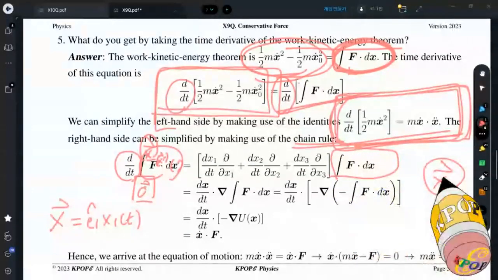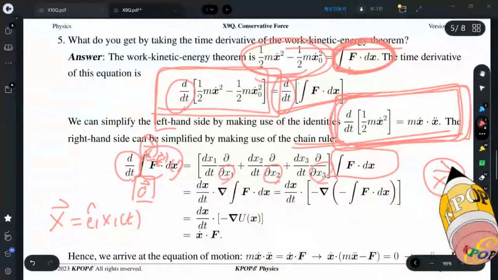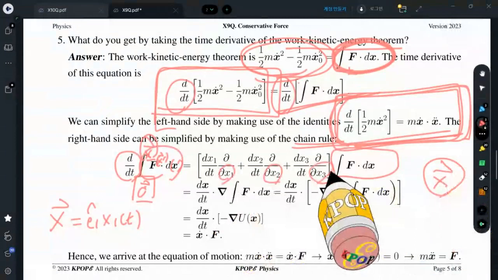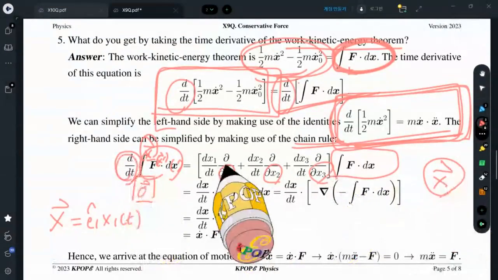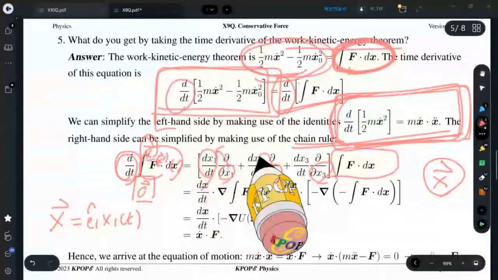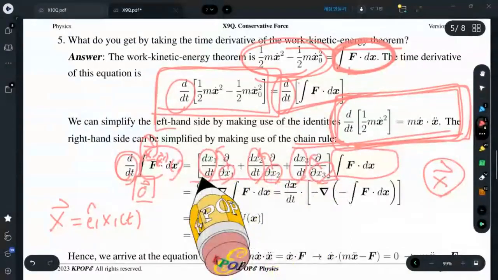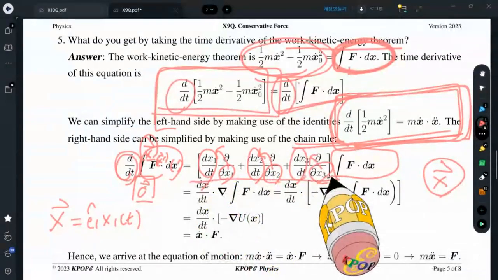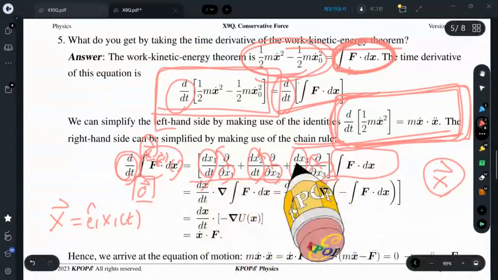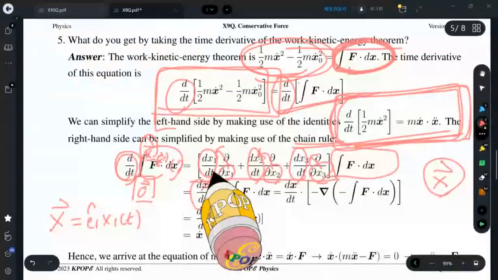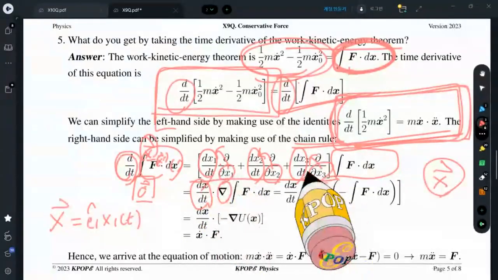So I first take the partial derivative with respect to x1, x2, and x3, but eventually I have to take the time derivative. Come on, take the derivative. This is the three-dimensional generalization of the chain rule. And this is nothing but the scalar product of velocity and the gradient. This is a gradient, what we learned just before.